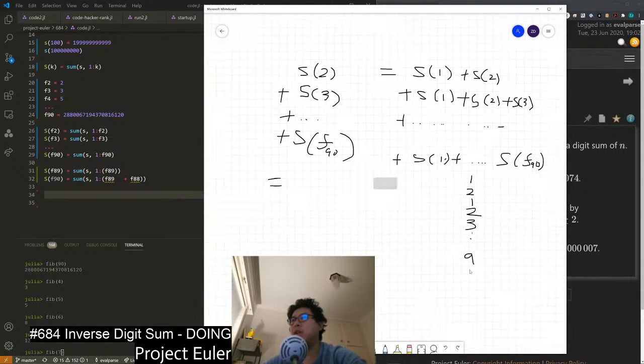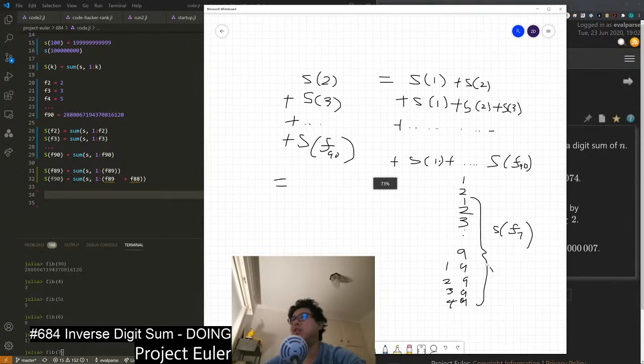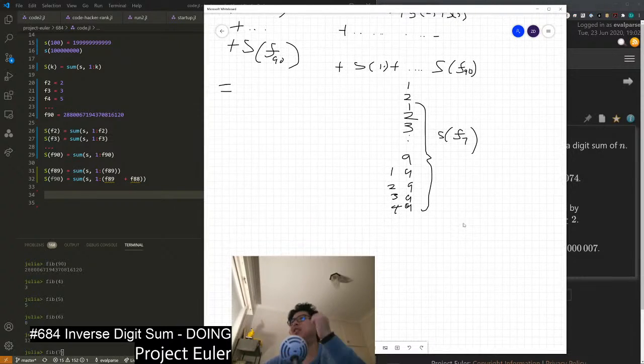And then I'm going with 1, 9, 2, 9, 3, 9, 4, 9. That's the Fibonacci 7. So that would be the Fibonacci 7. So S, small s, F7 would be like this already. Okay, so how do I move around?